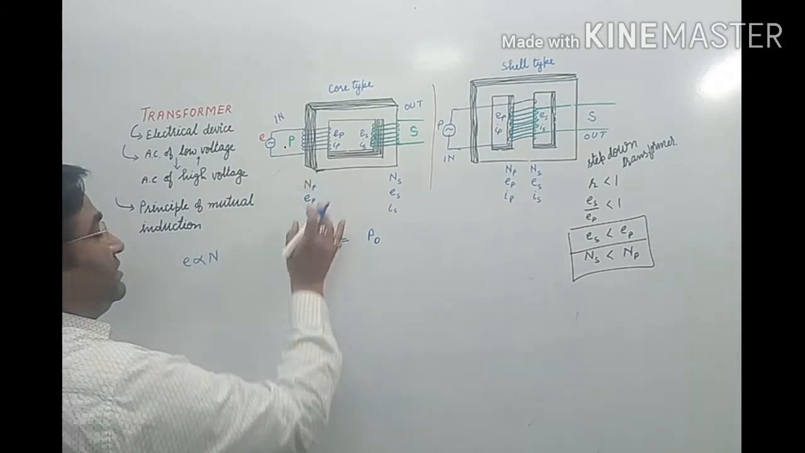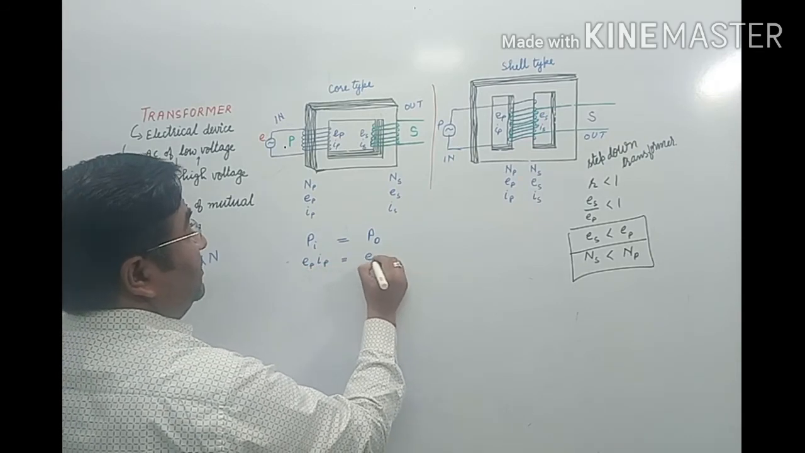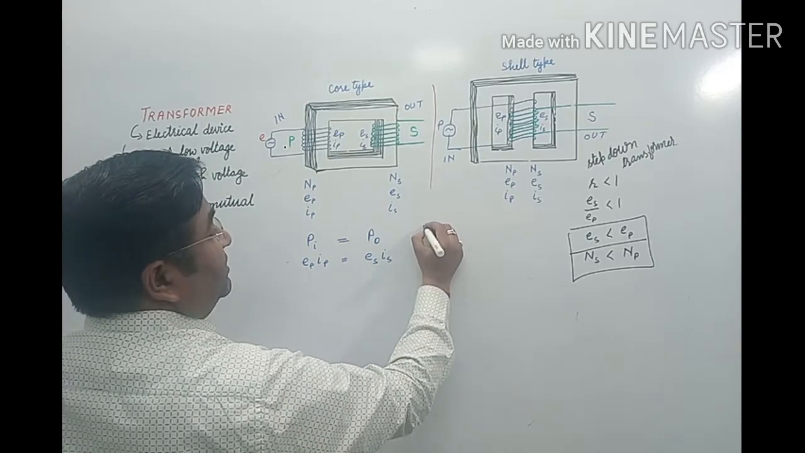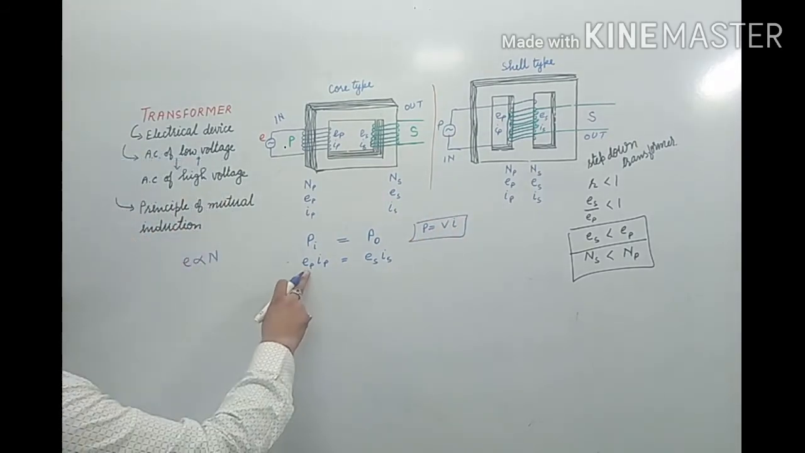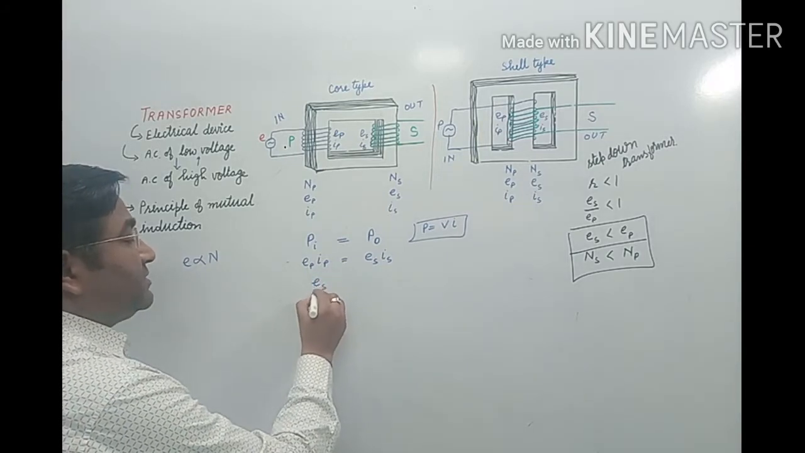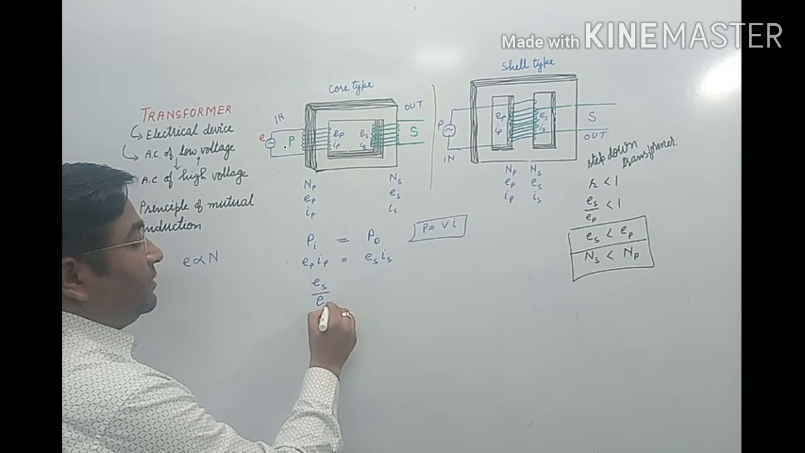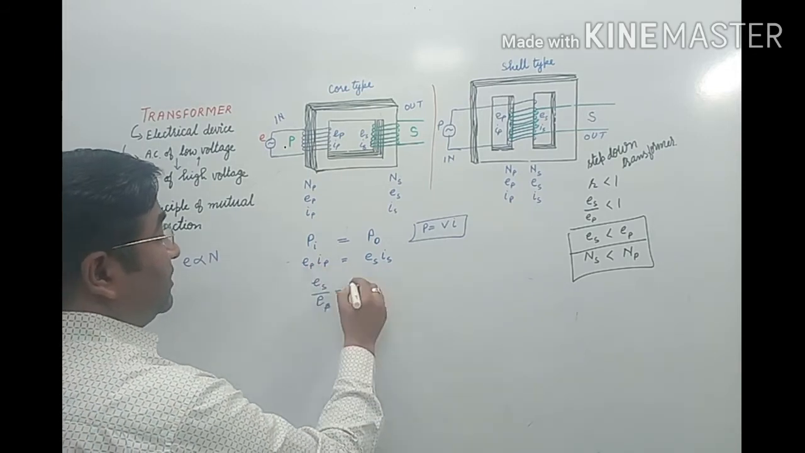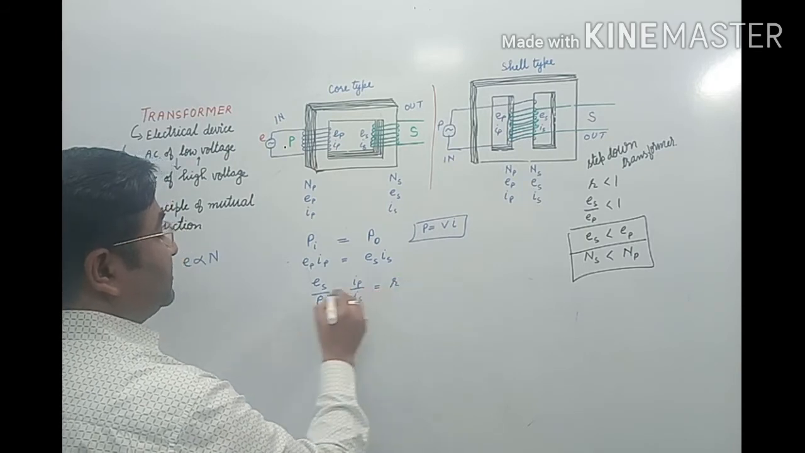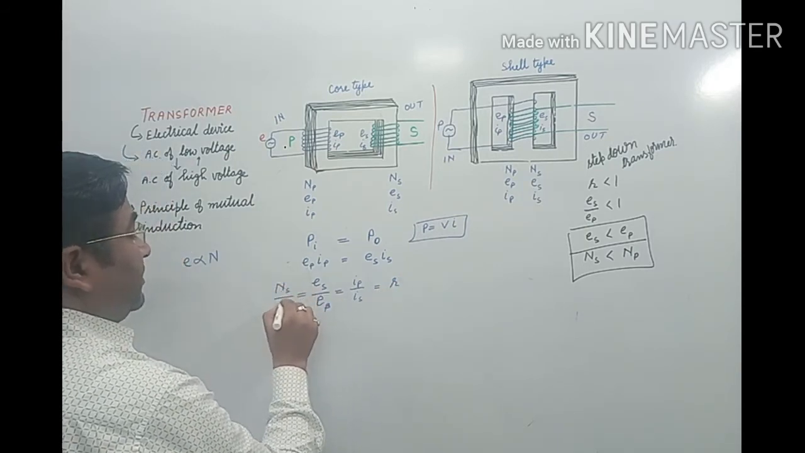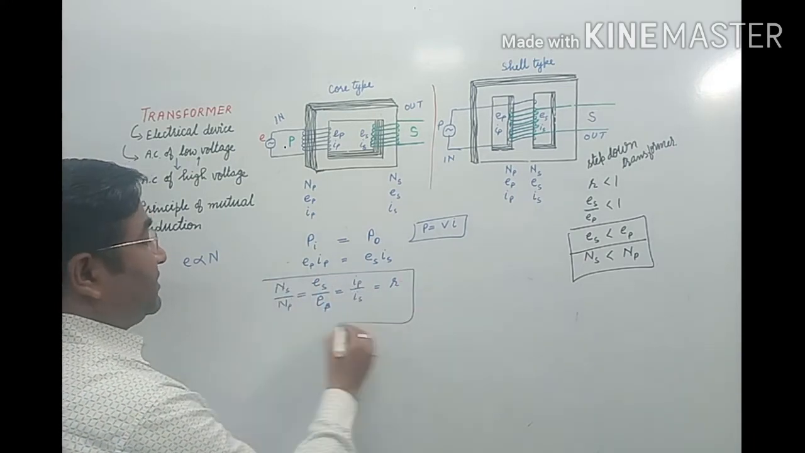Input power for the primary is V into I, meaning EP into IP is equal to ES into IS, because power is equal to V into I. And we know that ES upon EP is equal to IP upon IS, which is equal to the transformation ratio, NS upon NP, the number of turns in the secondary to the number of turns in the primary coil. This is the transformation ratio.